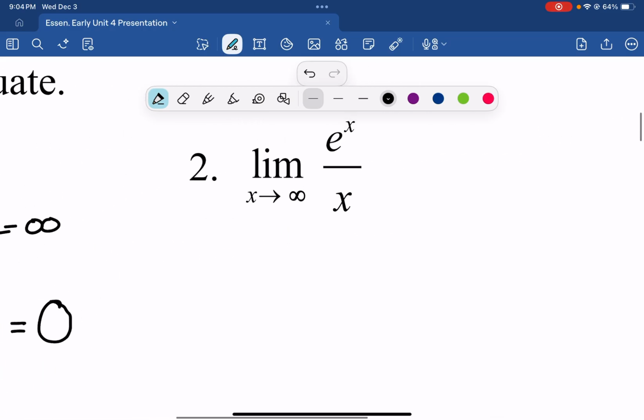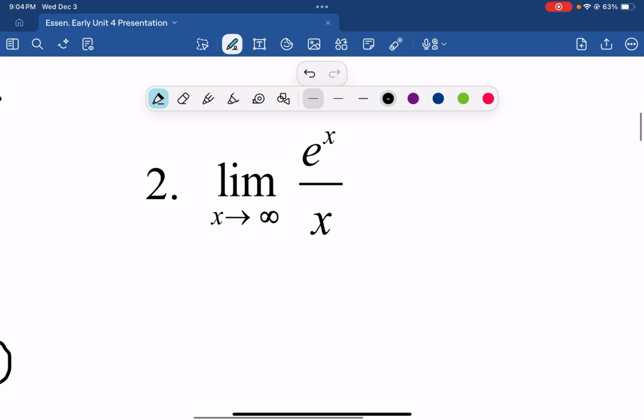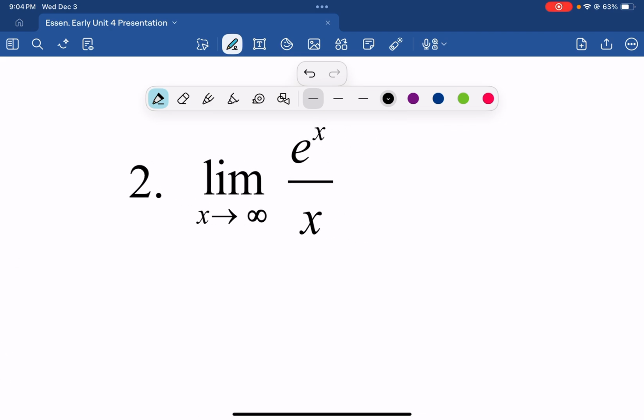So now let's look at number 2. Okay, number 2, I've got the limit as x approaches infinity of e to the x over x. Okay, once again, in my head, if I plug in infinity, I'm going to get infinity over infinity again. So we're going to need to use L'Hopital's rule. Okay, so we're going to state each of the little pieces. So the limit as x approaches infinity of e to the x, that's infinity.